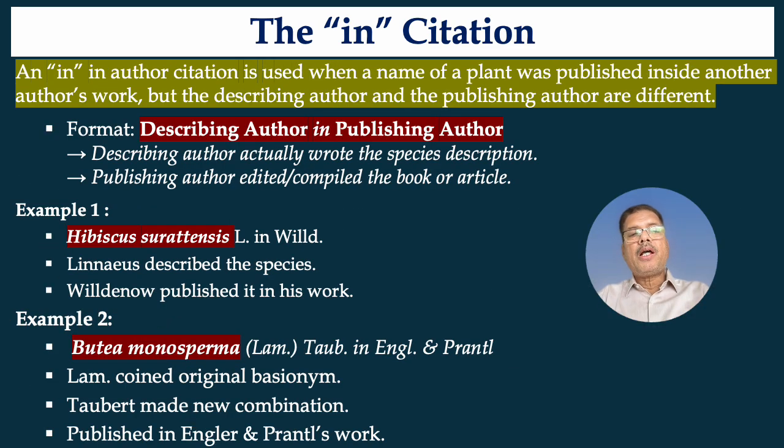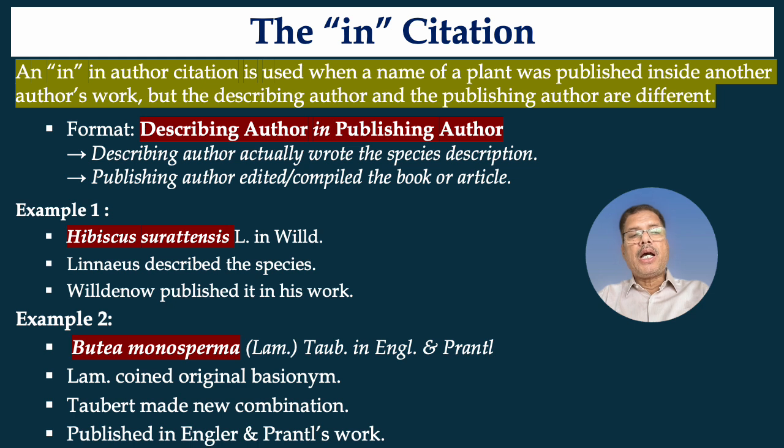In botanical nomenclature, IN citation is used when the author who actually described a plant is different from the author who published the work in which that description appears. This format helps us to acknowledge both the botanist who prepared the species description and the one who compiled, edited, or authored the larger book or journal where the name was formally published. We use IN when one botanist introduces a new taxon, but the official publication is made within another botanist's work, thereby ensuring that both contributions are clearly recorded.